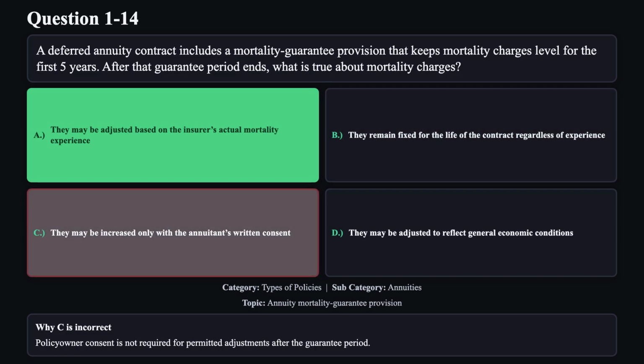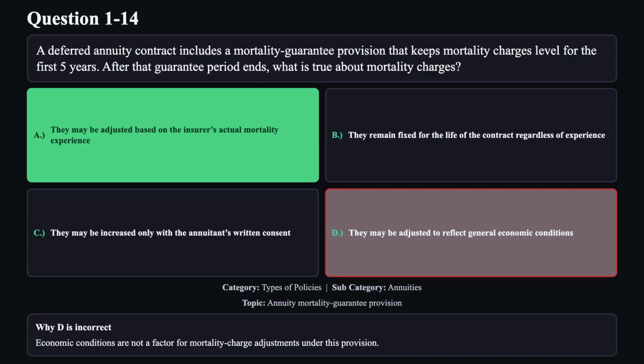Reason C is not correct. Policy owner consent is not required for permitted adjustments after the guarantee period. Reason D is not correct. Economic conditions are not a factor for mortality charge adjustments under this provision.